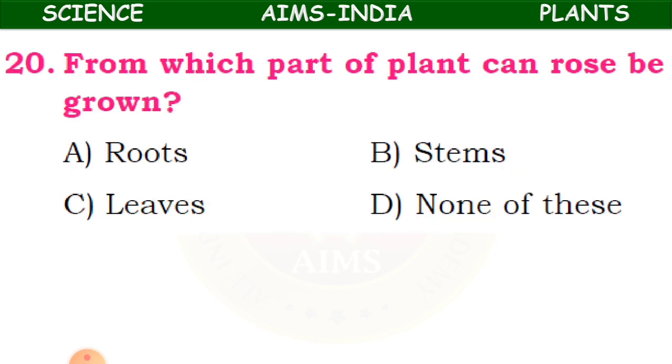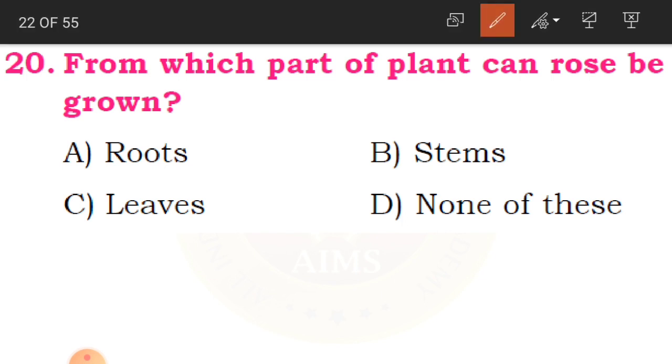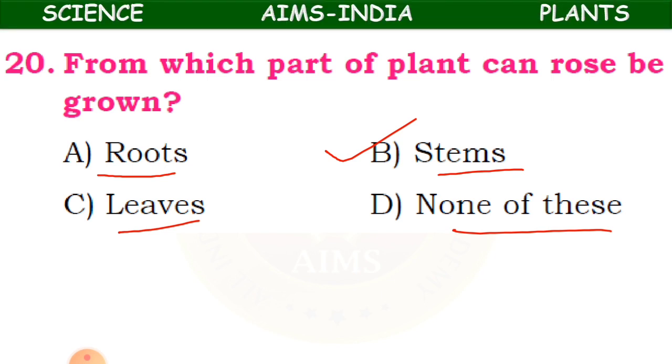Now 20th question. From which part of plant can rose be grown? Just now we learnt that the rose plant can be reproduced from dash. Whether from roots, stems, leaves or none of these. From which part, children? Stems. Okay, stems. That is B option, the correct answer.